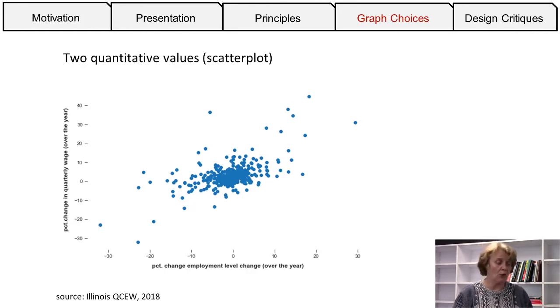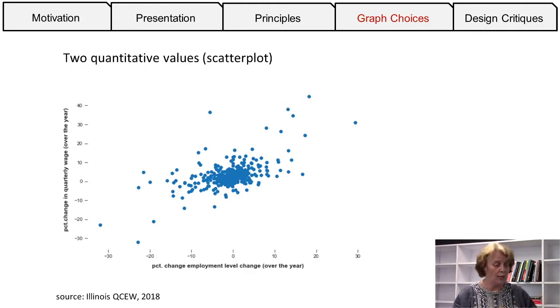So this slide shows Illinois county level information for 2018 third quarter. And what it shows is the percent change in employment for each county. So each point here is a county. And then what it is plotted against is the percent change in total payroll.